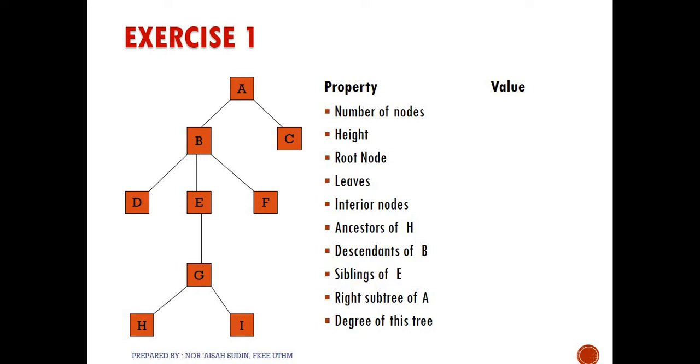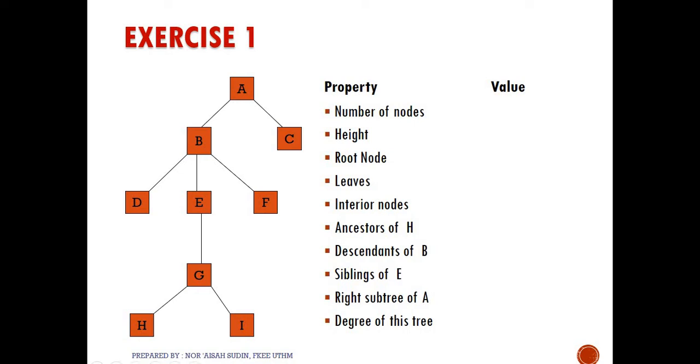What about the root node? You can find the node without a parent, which is A. And then what about the leaf? Leaf is similar to the exterior or external node, which is a node without children. So we will find the nodes without children, which are D, H, I, F, and C.